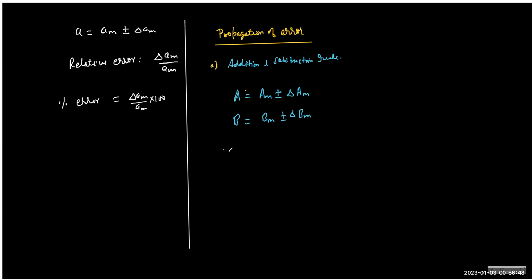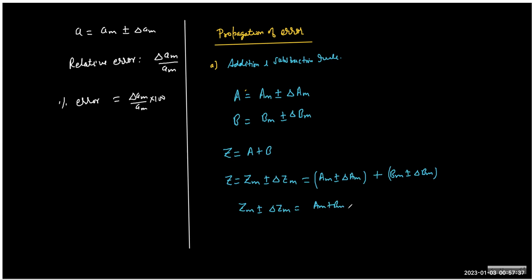Okay. So now there is a third quantity which is dependent on the physical quantities A and B. So Z depends on the measurement of A and the measurement of B. So Z is another quantity which we can rewrite as Z mean plus minus delta Z mean. Z is the name of the physical quantity, but how do we measure Z mean plus minus delta Z mean? How do we write A and B? A mean plus minus delta A mean plus B mean plus minus delta B mean. So you can clearly rewrite this term as A mean plus B mean plus minus delta A mean plus minus delta B mean. You can change the order, that doesn't matter.